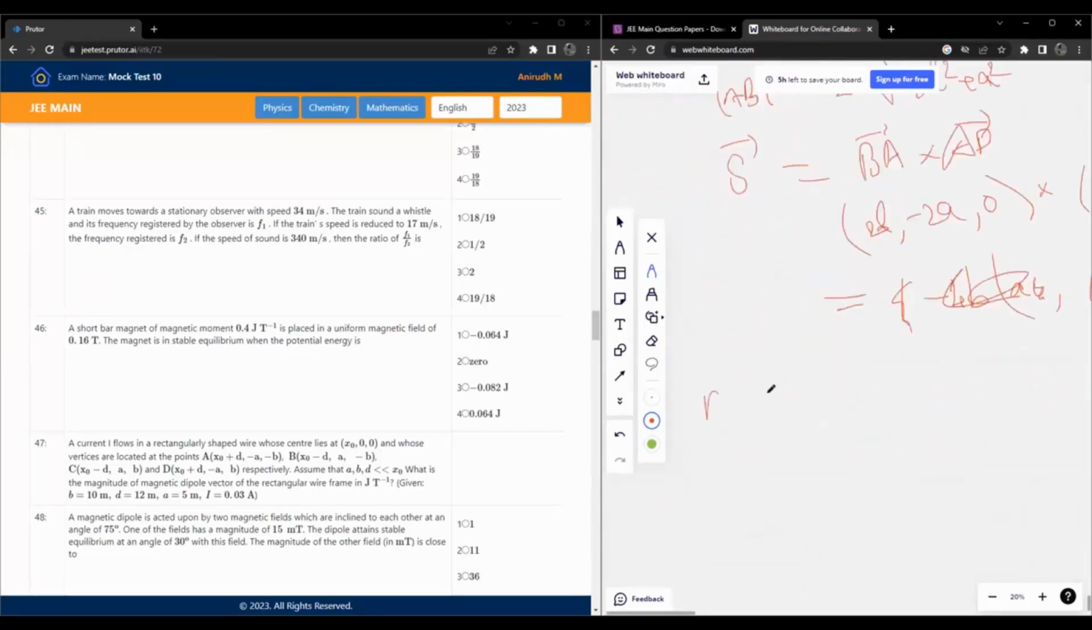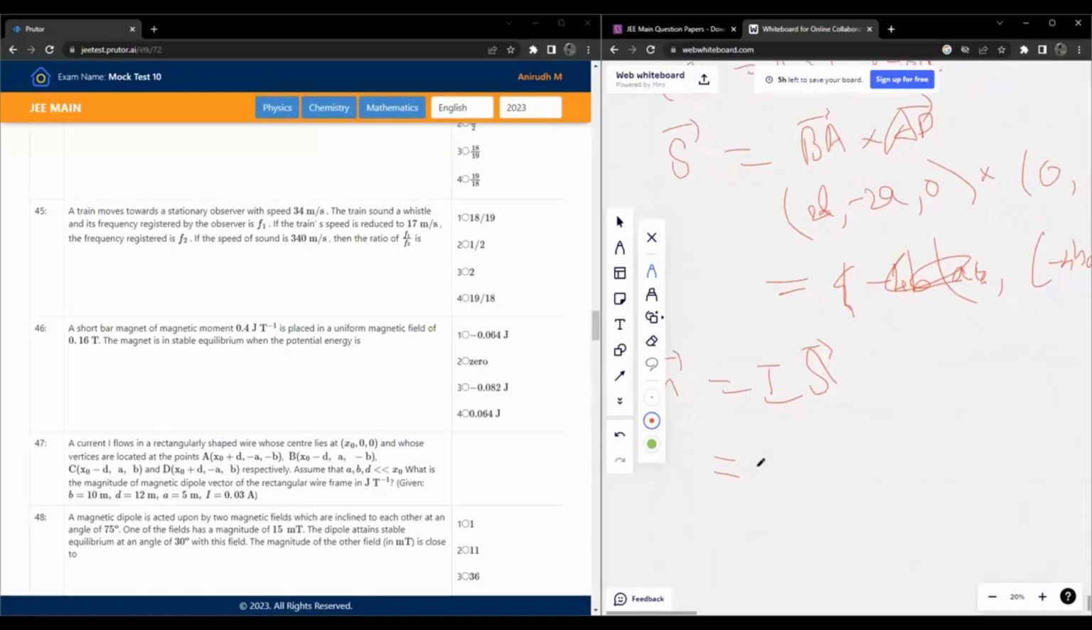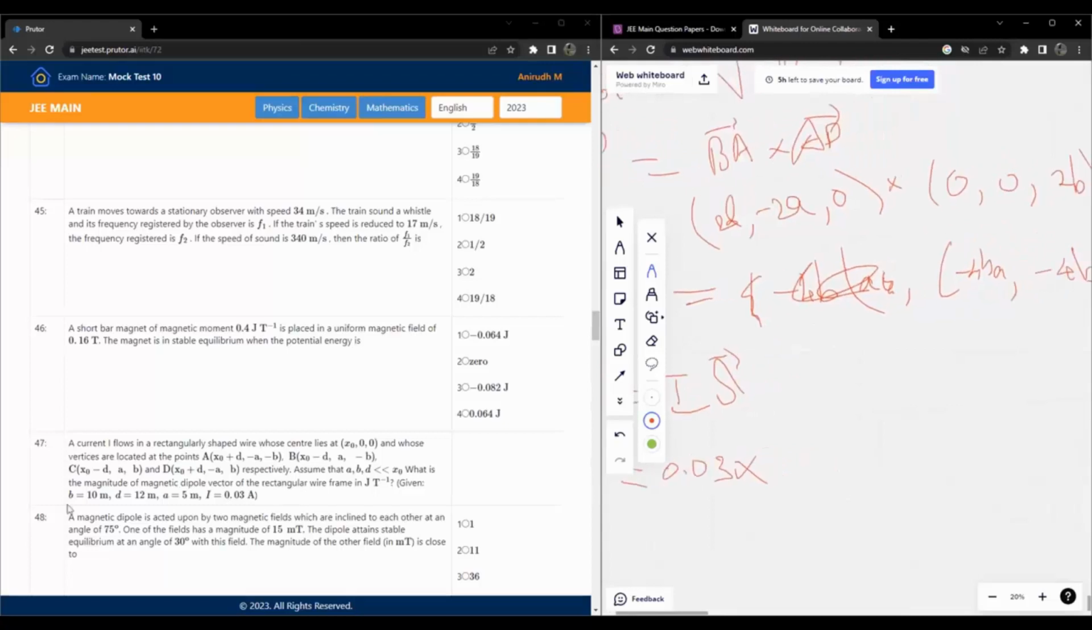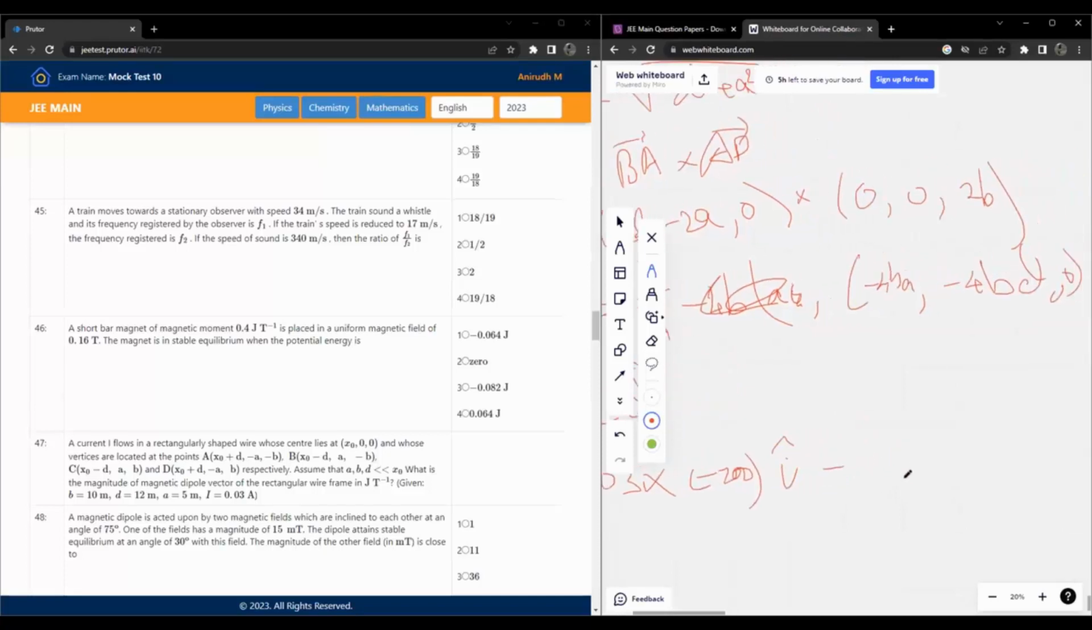And then your magnetic moment is going to be current times the areal vector, which is basically 0.03 into this is minus 4ba. That is minus 4 into 5 into 10. That's minus 200 i, minus 0.03 into minus 4bd. b into d, that's 120 and that's 480.